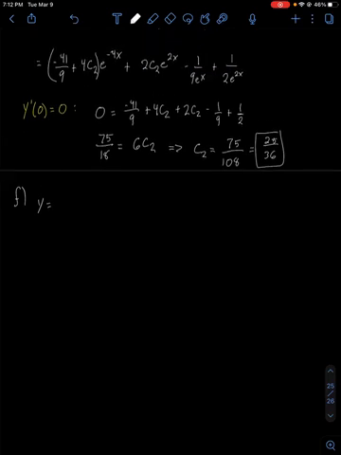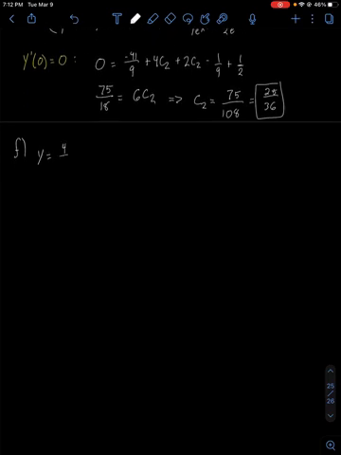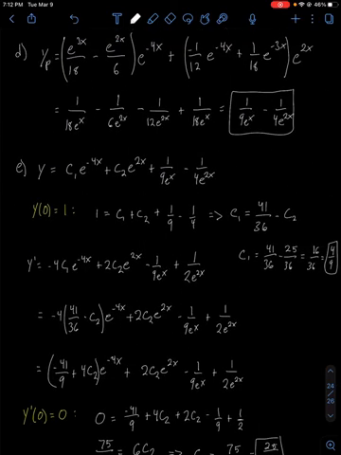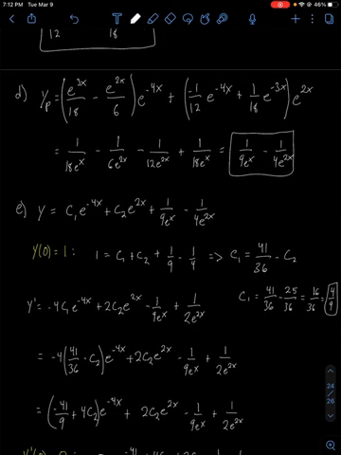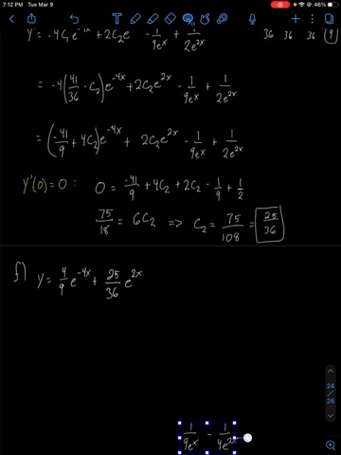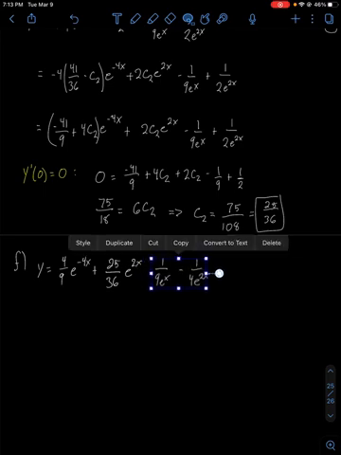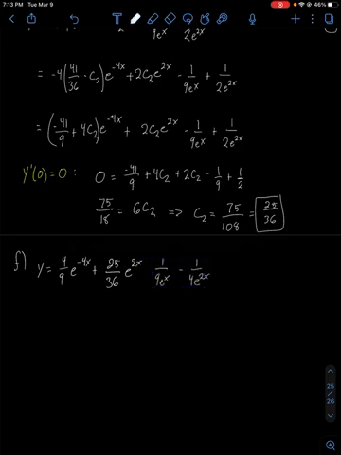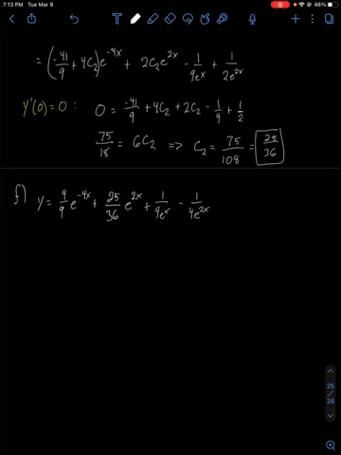So y equals C1, which is 4 over 9, e to the minus 4x, plus 25 over 36, e to the 2x, plus the particular solution, which is this right here, 1 over 9 e to the minus x, minus 1 over 4 e to the minus 2x. That's positive, yeah. And that is the final answer.